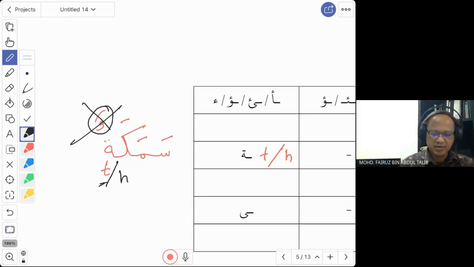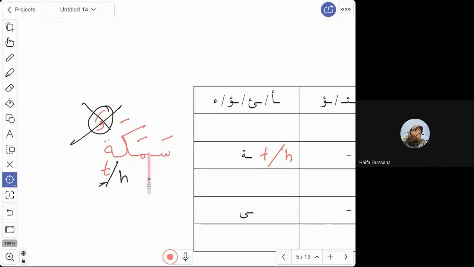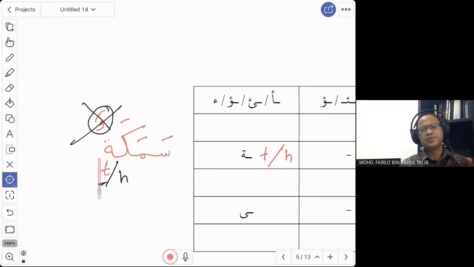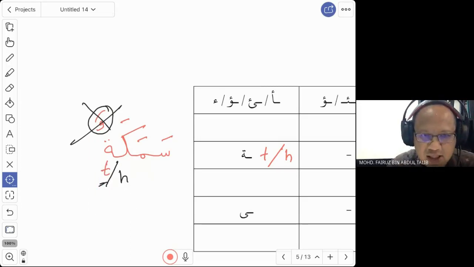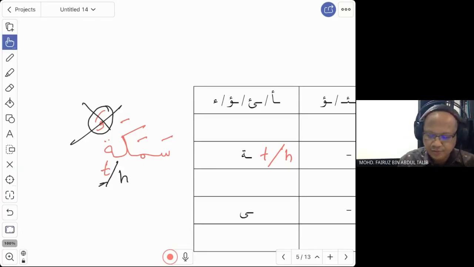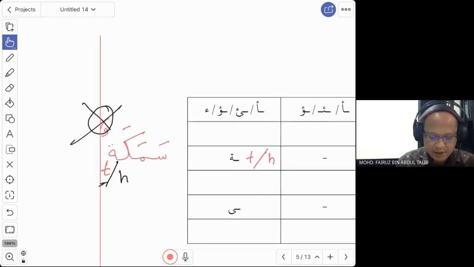So how does it sound? The word is now samakah. Yes, good. So we don't say samakat with the T sound. We say samakah. If you want to read this, then you go back to the T sound: samakatun. Okay, do you understand this Ta now? You will see this Ta a lot, right? So samakatun, or you just say samakah. Okay, now that is for the Ta.